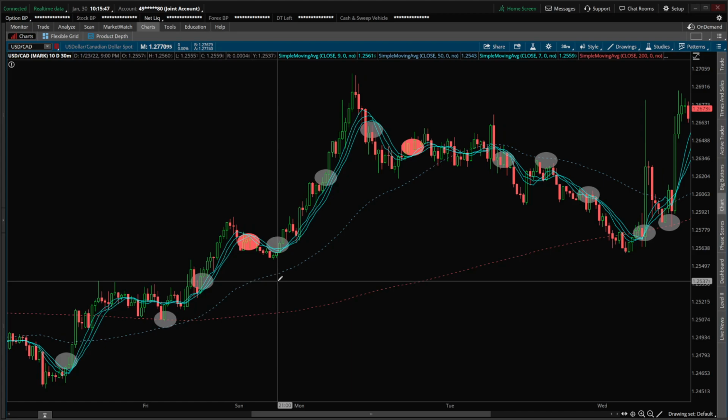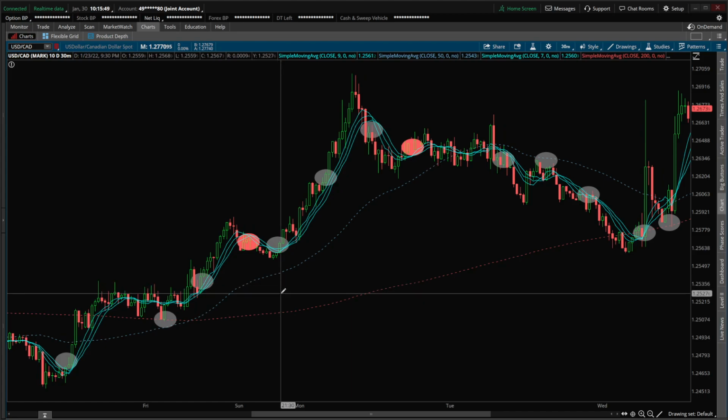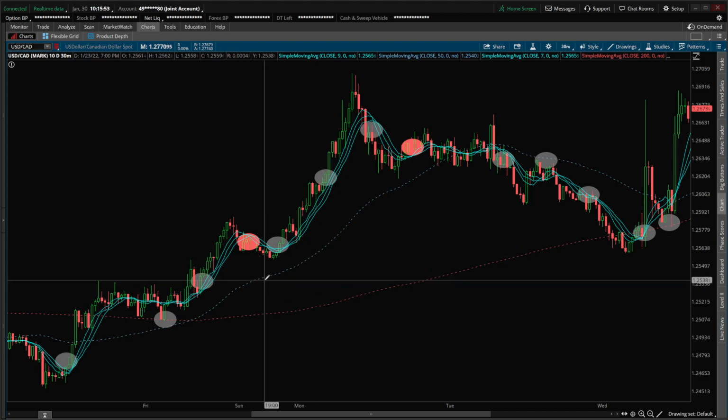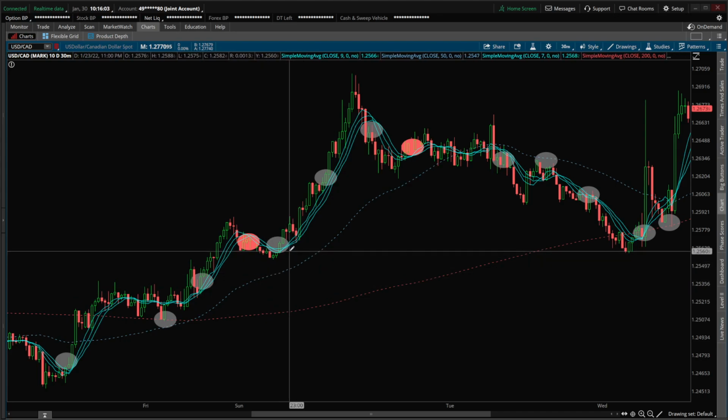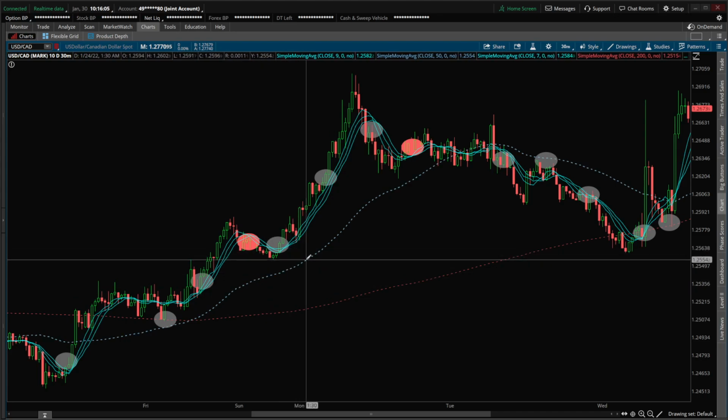What I'm looking for is, primarily, when price is above the 50 period moving average, I'm going to be favoring bullish trades. When price is above the 50 period moving average and the structure of the chart looks right, I will get involved.